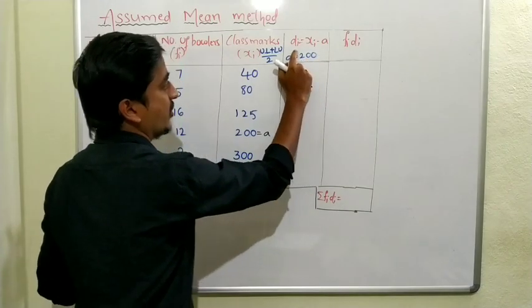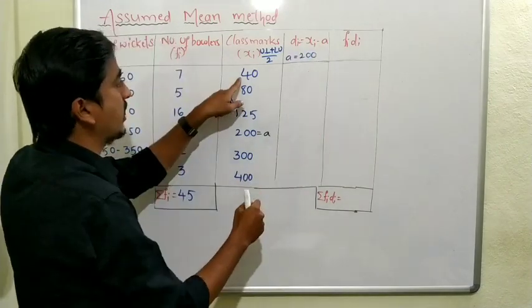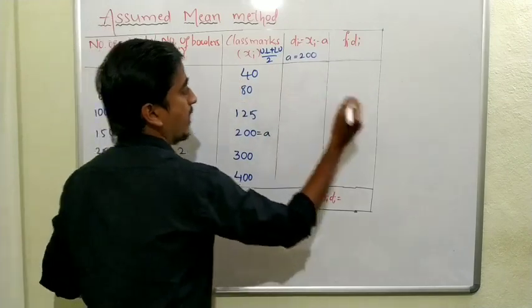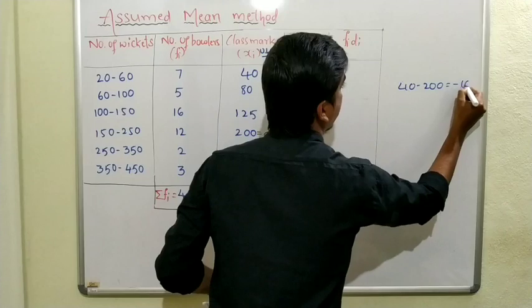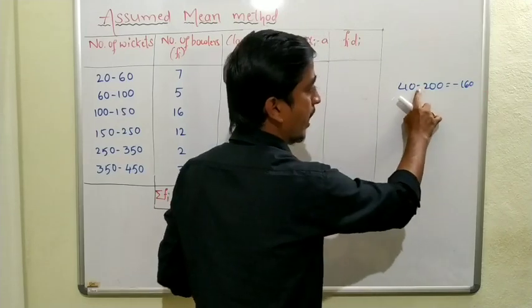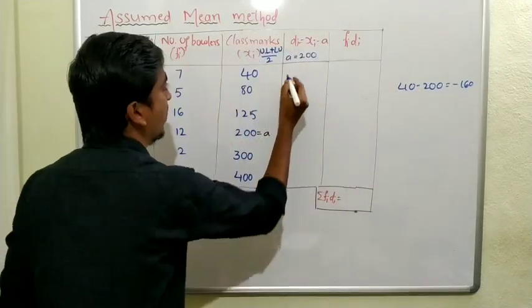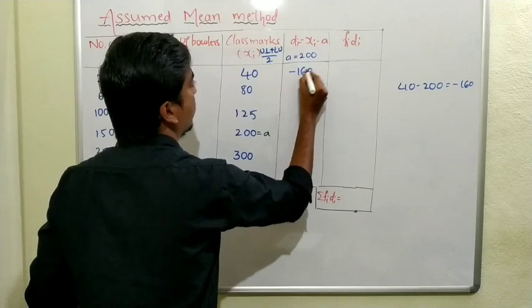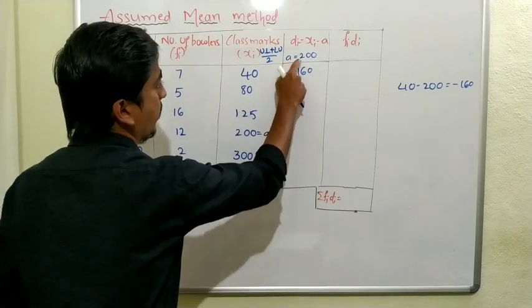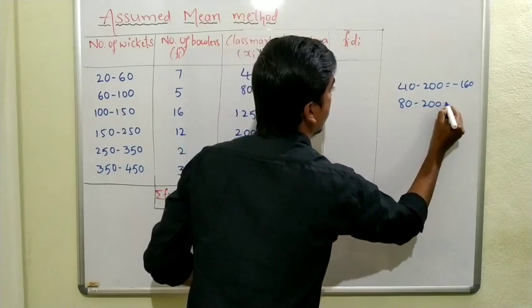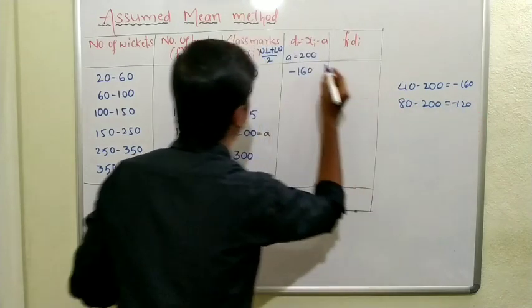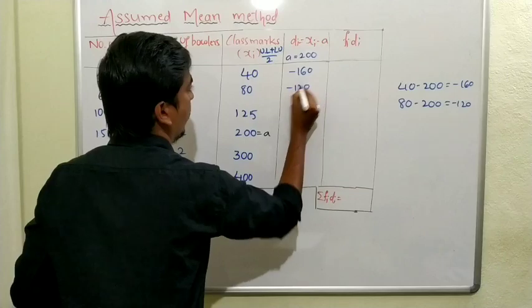Now, find the deviation, xi minus A. The first xi value is 40. 40 minus 200, what will we get? That is minus 160. Big number has the minus sign. Second, 80 minus 200. We get minus 120.